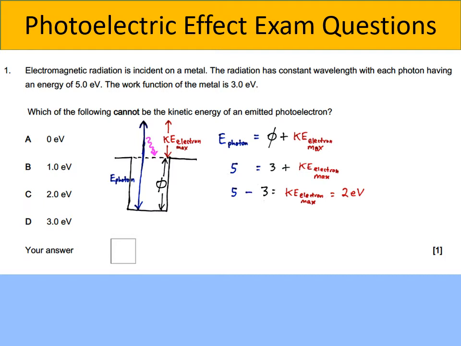That's because there will be a range of kinetic energies up to that maximum value. So that straight away rules out D, which is given as 3 electron volts. It's just not possible. The maximum that's possible is 2 electron volts. So the kinetic energy can be anywhere between 0 electron volts and 2 electron volts, but no more. So the answer is D.